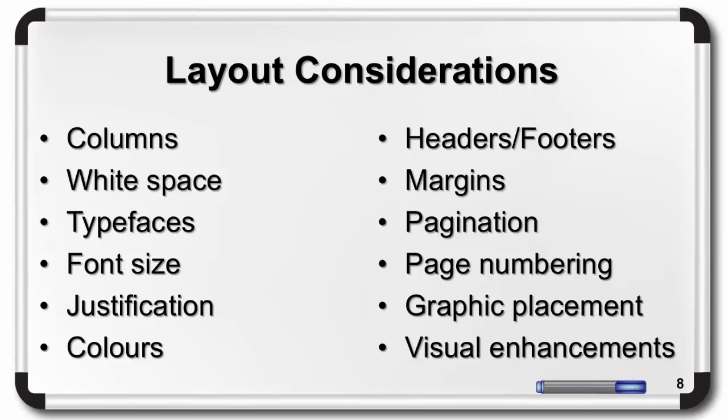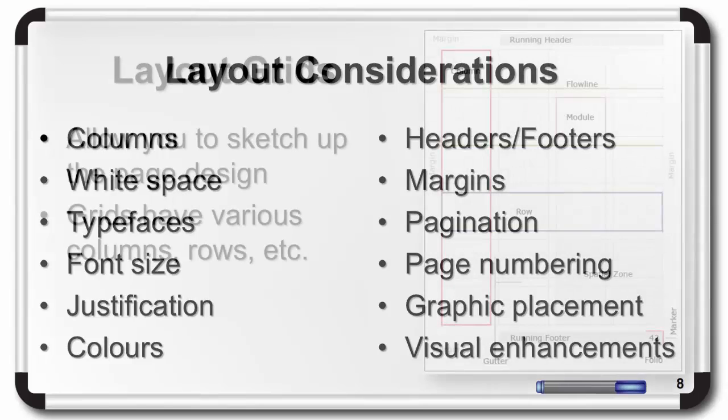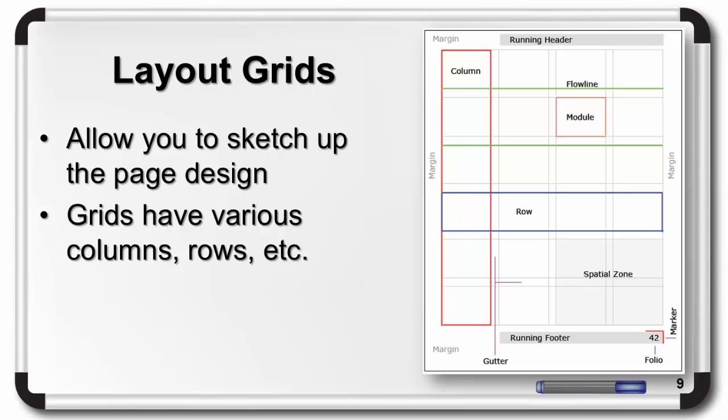How large will the margins be? What will the page numbers look like? How should graphics be sized and placed? And what other visual enhancements will be included to support learning? Many of these elements can be decided using a grid to sketch up your pages before you commit to a design. For example, a grid like this can help you decide if you'll use columns and where they'll be, the size of margins, the size and placement of images, and so on.